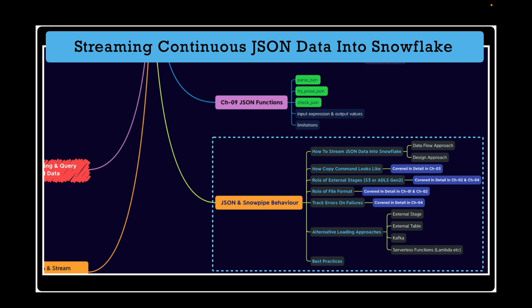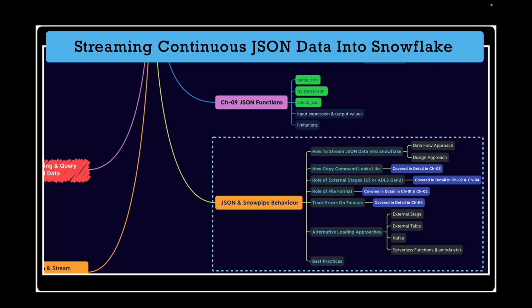How the copy command looks for continuous data ingestion. We covered this concept in chapter 2 in detail. The role of external stage is also covered in chapter 2 and chapter 4 in detail. The role of file format is covered throughout the playlist. You can watch chapter 1 and chapter 4.